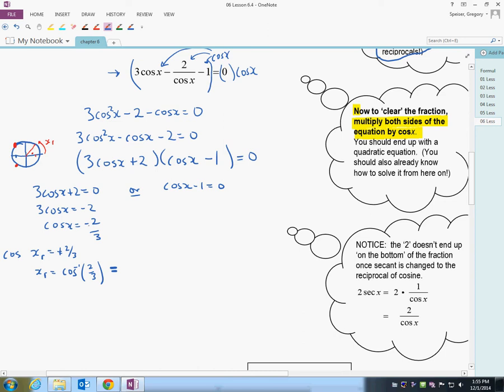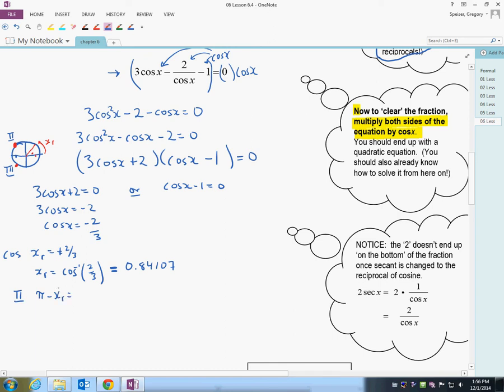I get 0.8 over here, 0.84107. Got a bunch of decimals here. Now x is going to be negative in quadrant number 2 and quadrant number 3. So in my quadrant number 2 answer, it will be pi minus my reference angle.